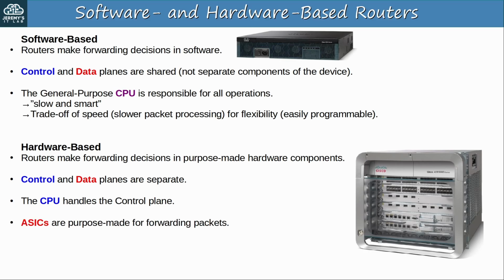Then, ASICs purpose-made for forwarding packets handle the data plane. I've seen them called fast and dumb. They are made for a specific purpose, which they are very good at, but they lack flexibility. You can't program them easily with software like you can with the general-purpose CPU. Now, even in a hardware-based router, not all packets are forwarded by the ASICs. The CPU handles packets that the ASIC can't, and I'll list some examples of such packets later.